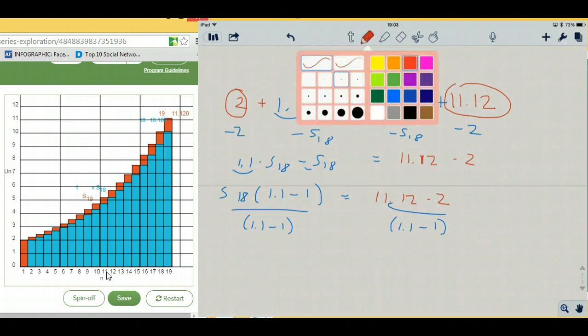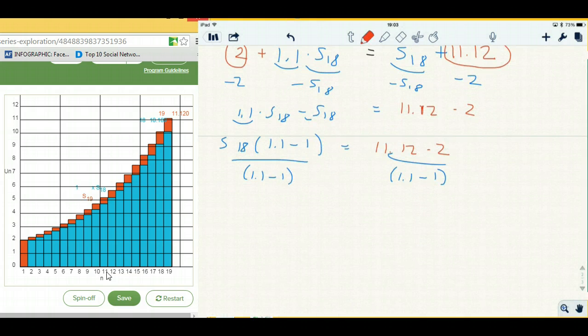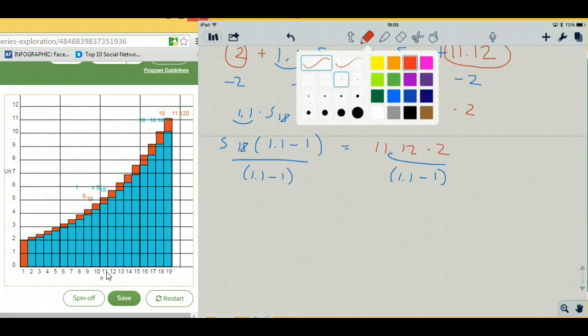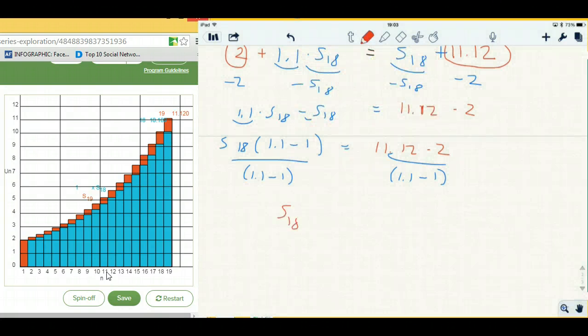And so now what we have is, we'll just use red. We have S18 equals 11.12 minus 2 over 1.1 minus 1. Okay? Now, if you went ahead and did this subtraction and division, you would get 91.2, which is the area of S18. We found that the hard way. This is the easy way. Now, what we want to do is find the general formula, which allows you to figure this out for any problem.